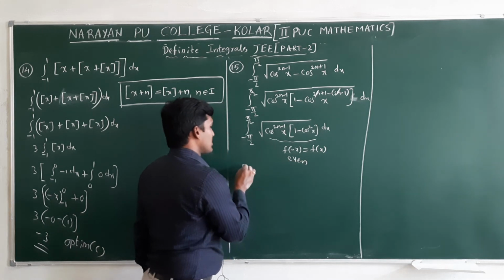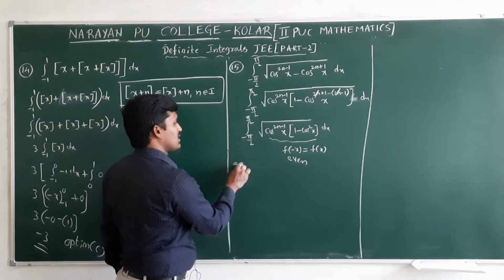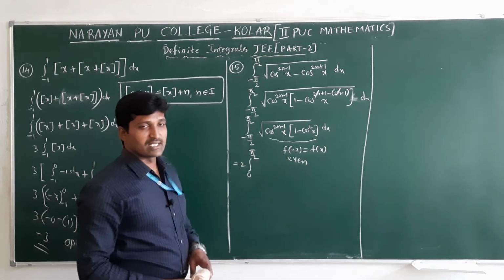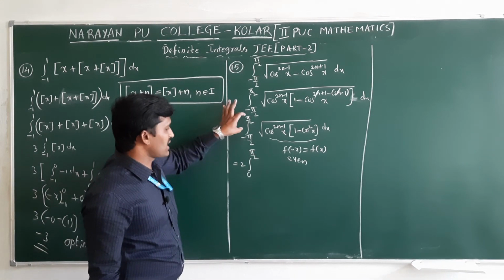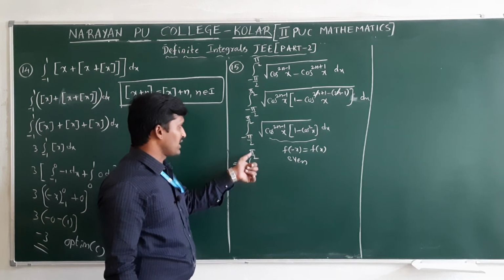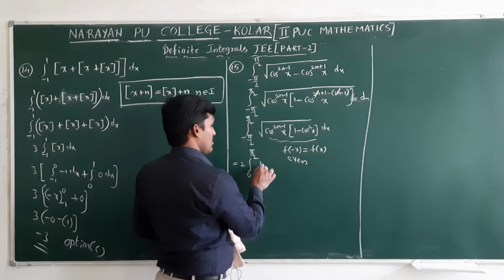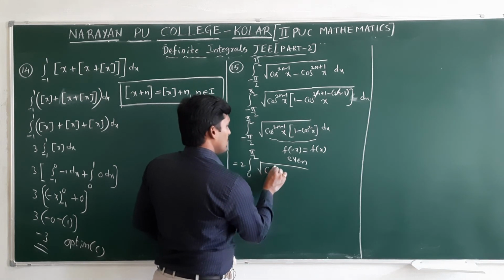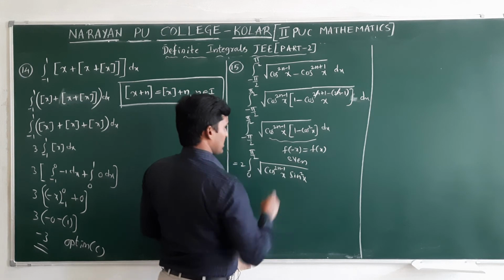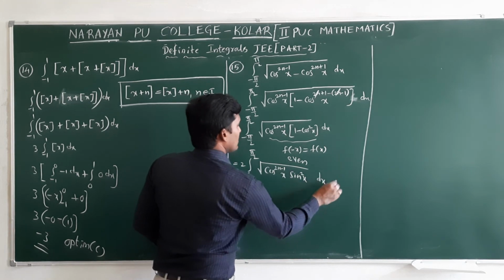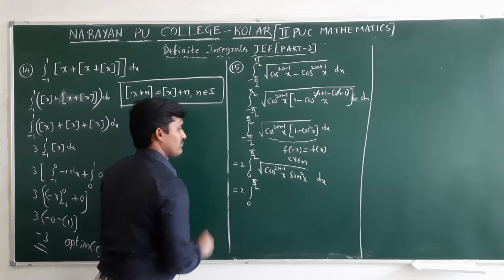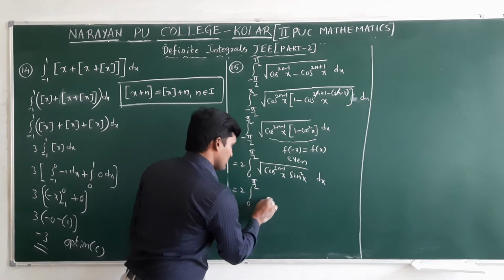For an even function, according to the property, what is the condition? It is 2 into the integral from 0 to a. The property says the integral from minus a to a, for an even function, we need to write 2 into the integral from 0 to a of f of x dx, under root of cos power 2n minus 1 x into sin square x into dx. So 2 into the integral from 0 to pi by 2. From this, what values will we get?